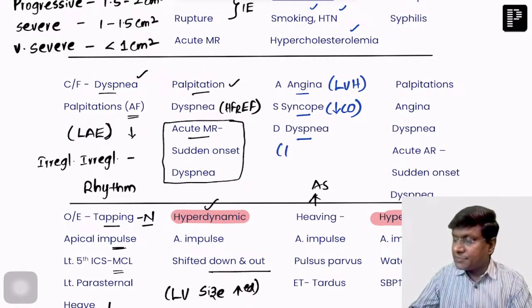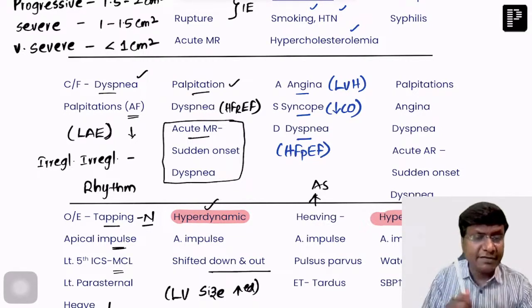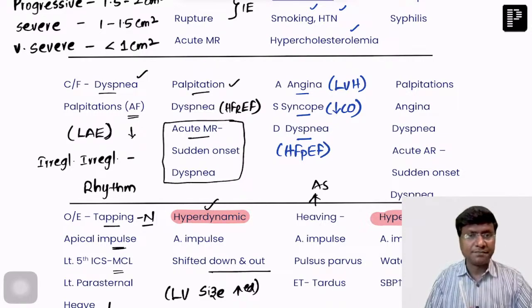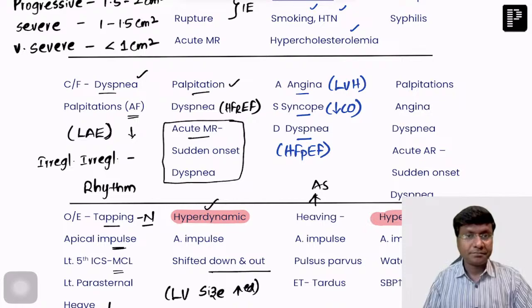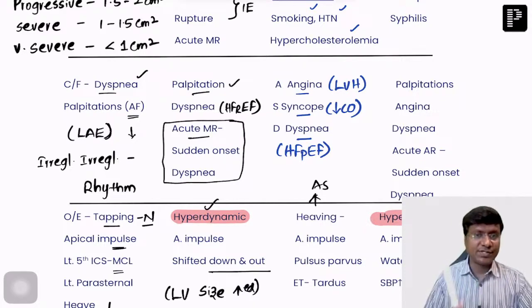What type of heart failure will these patients develop in case of AS? That is heart failure with preserved ejection fraction. Whenever they develop heart failure with preserved ejection fraction, it is a diastolic dysfunction, and that can make the individual develop dyspnea. Right? So this is your ASD.